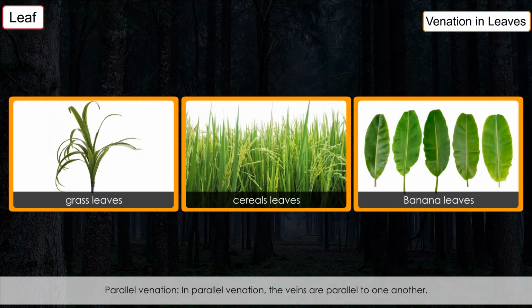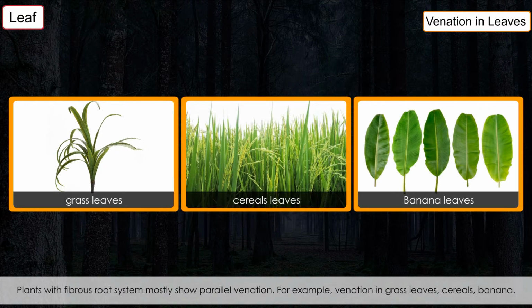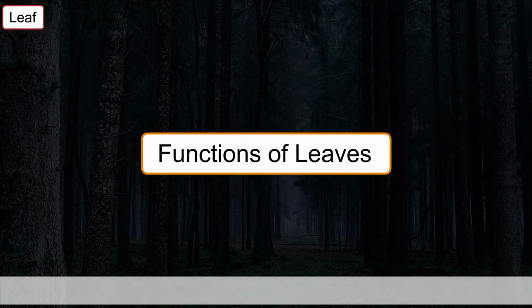Parallel venation. In parallel venation, the veins are parallel to one another. Plants with fibrous root system mostly show parallel venation. For example, venation in grass leaves, cereals, banana.